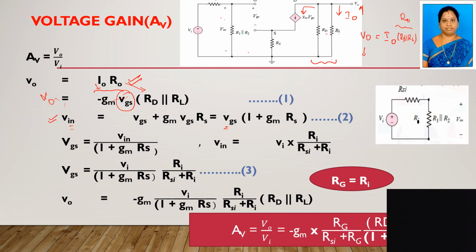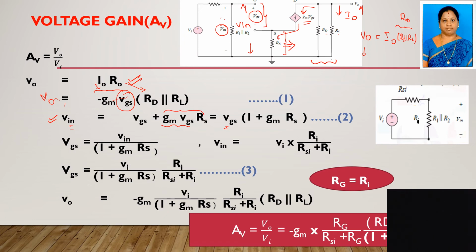See here, Vin is nothing but the voltage across R1 parallel to R2. So here also we have the voltage Vin, right? This voltage is nothing but the sum of this voltage plus this voltage. So Vin equal to VGS plus the voltage across RS. The voltage across RS is what? The current flowing through RS is nothing but Gm into VGS. So the voltage across RS is the current Gm into VGS multiplied with this RS. This is current into resistance, right? So the whole thing is the voltage across RS.